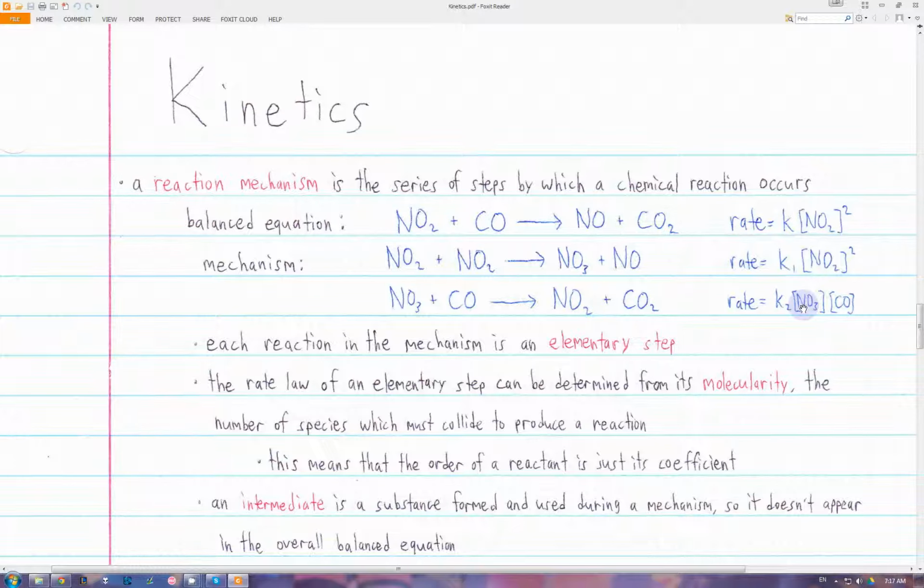So remember, this only works for elementary steps. In a balanced equation, you still have to determine the rate law only through experiment.